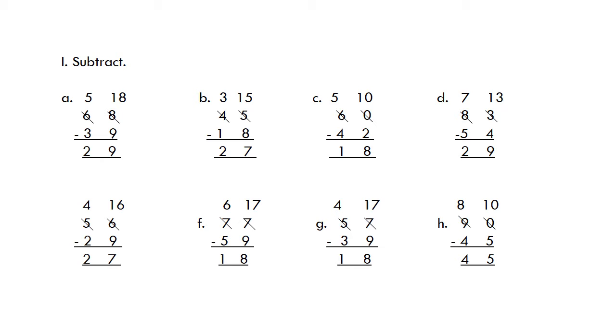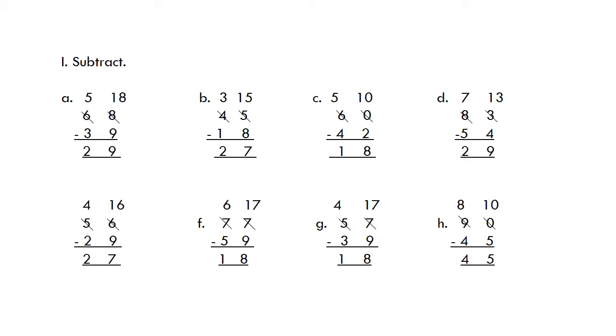Now 15 minus 8 is 7. Write 7 under ones column. Now look at the tens column. 3 is left there. So 3 minus 1 is equal to 2. So write 2 under tens column. So children, 45 minus 18 is equal to 27. So 27 will be your answer.